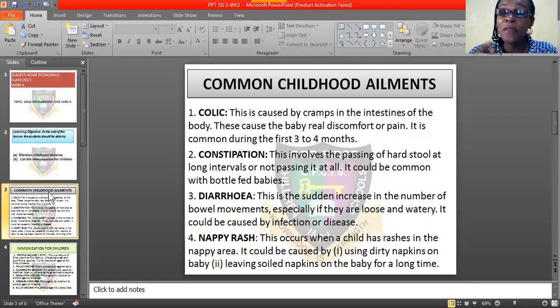And even if you're not giving them breast milk and we are using bottle feeding, remember, all those foods are sweet. Do you understand? Sometimes one thing or the other might cause the baby to be stooling, diarrhea. This is a sudden increase in the number of bowel movements, especially if they are loose and watery. You understand? The stools will be watery.